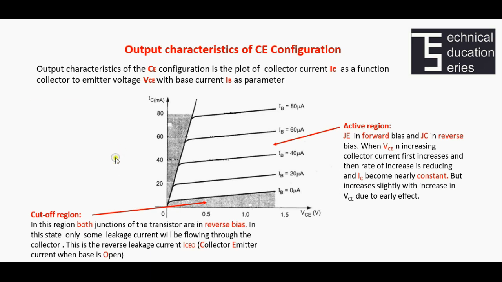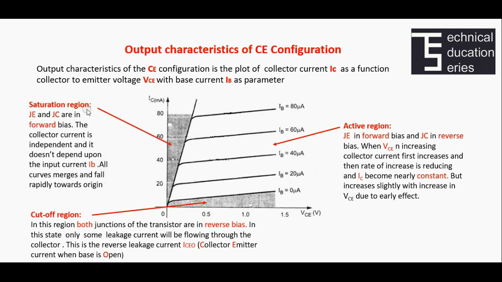The last region is the saturation region. It is the area close to the zero voltage axis. In this region, both junctions of the transistor are in forward bias state and the collector current is independent and does not depend upon the input current IB. And all the curves merge and fall rapidly towards the origin.